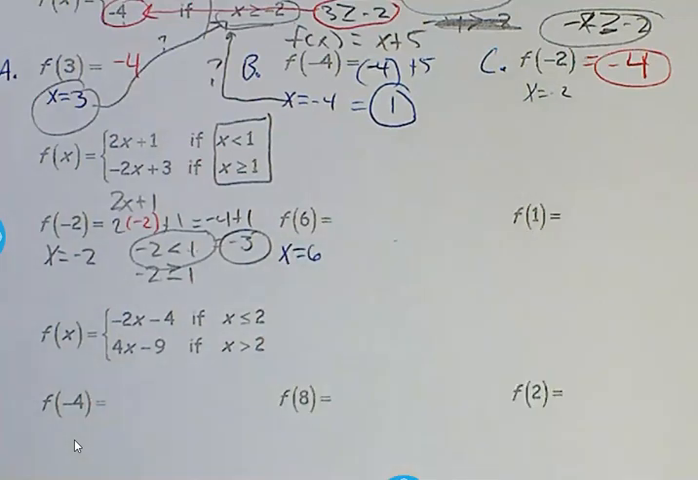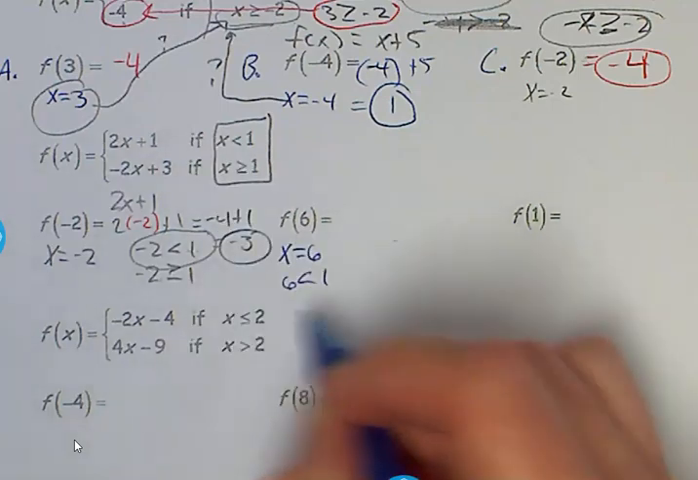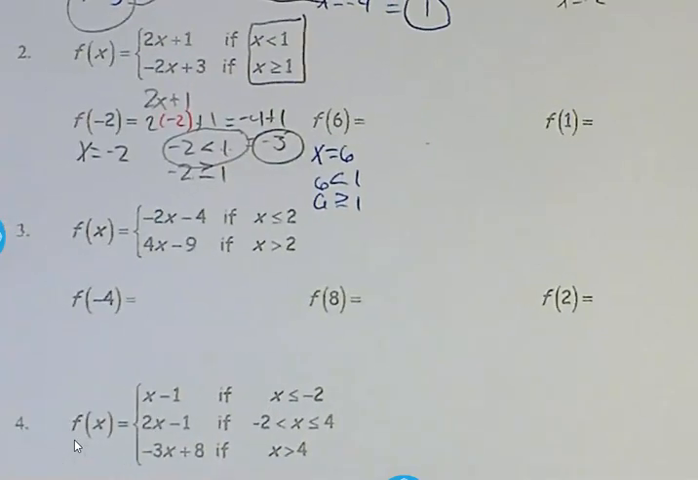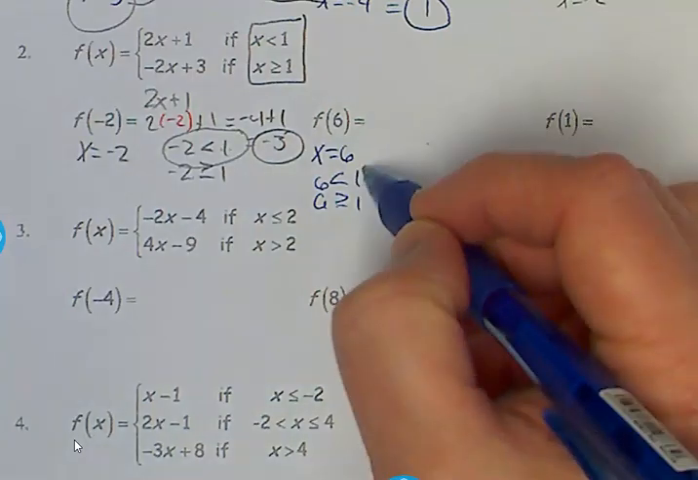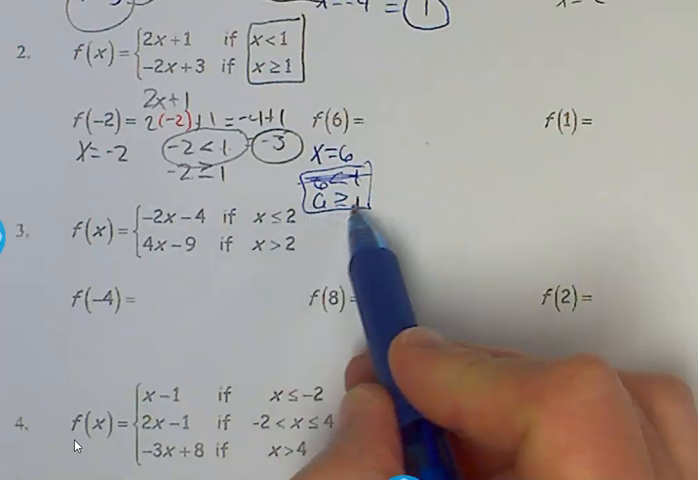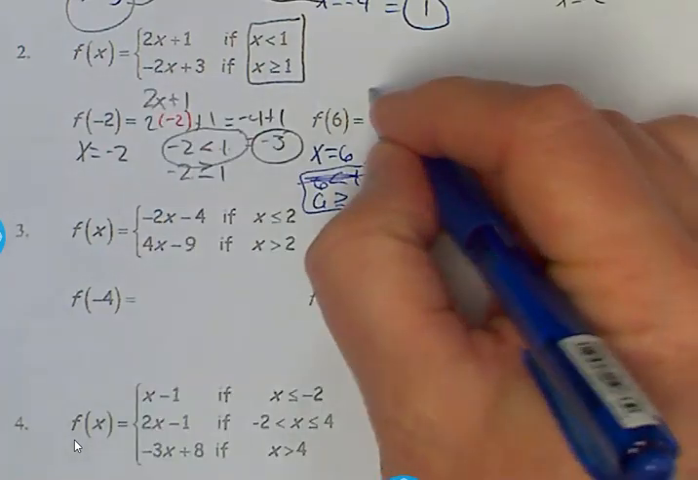Alright, so we got x equals 6. Again, we're figuring out, is 6 less than 1, or is 6 greater than or equal to 1? There we go. Okay, 6 is not less than 1. 6 is definitely greater than 1, so that means we're here. So we're going to use -2x plus 3.